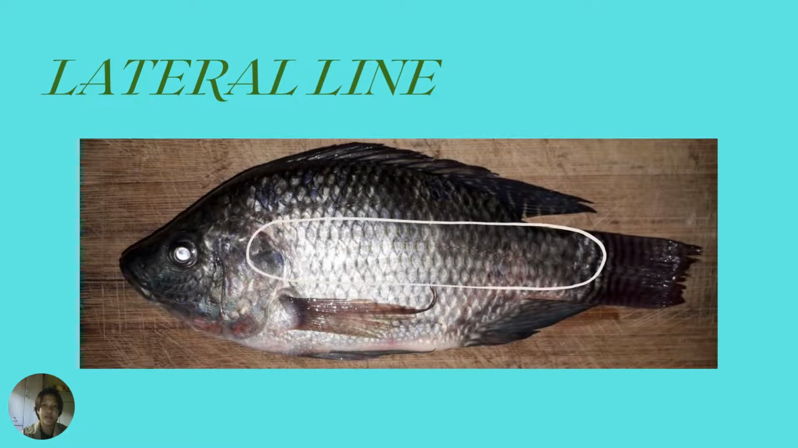Next, we have a lateral line. The lateral line, also called the lateral line organ or LLO, is a system of sensory organs found in fish, used to detect movement, vibration, and pressure gradients in the surrounding water.